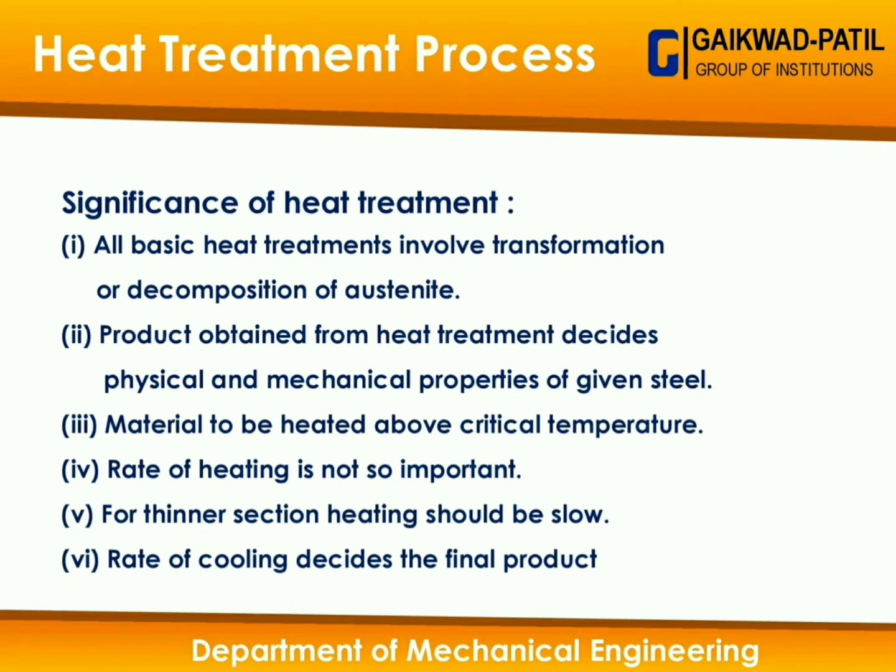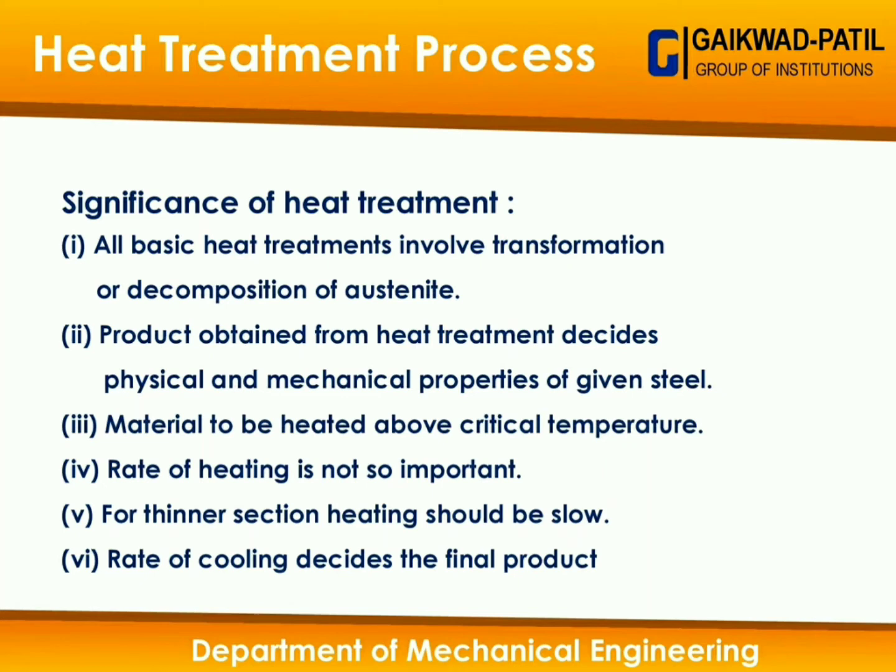All basic heat treatments involve transformation or decomposition of austenite. The product obtained from the heat treatment decides the physical and mechanical properties of the given steel. The material is to be heated above critical temperature. The rate of heating is not so important. For thinner sections, heating should be slow. The rate of cooling decides the final products. Right? So this is the significance.